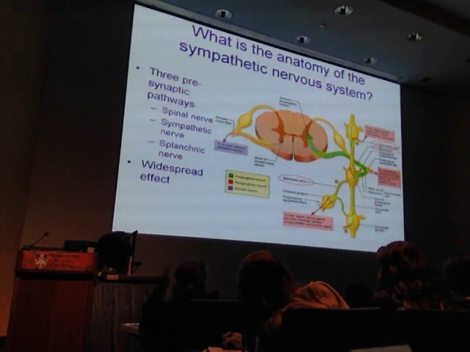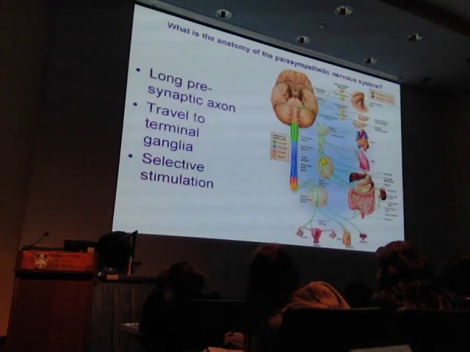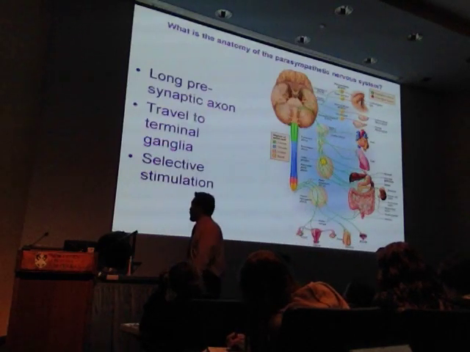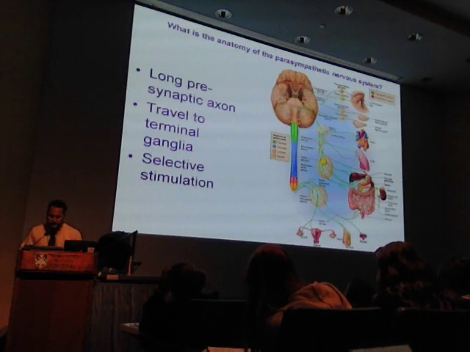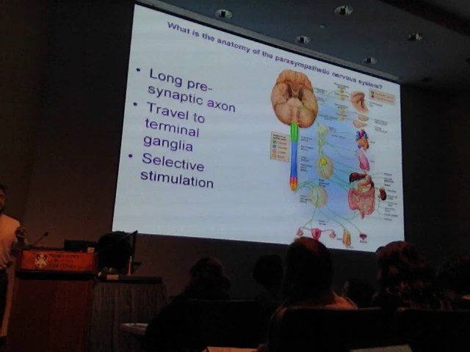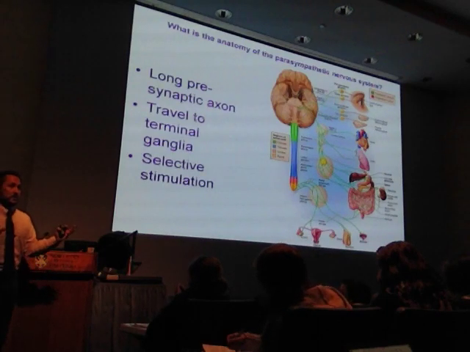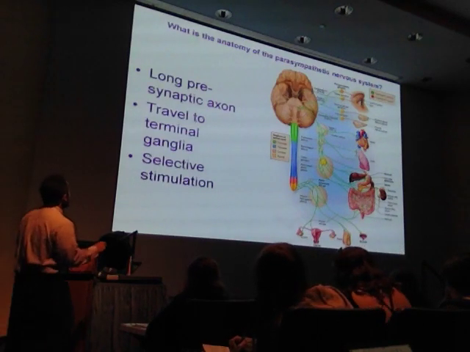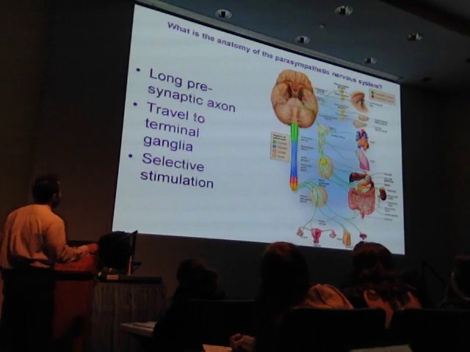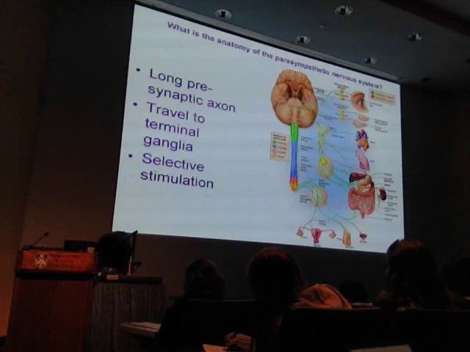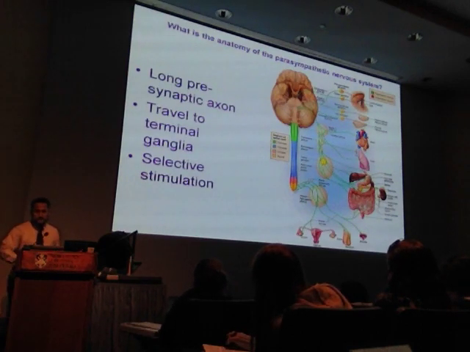You with me? Now, if we look at the anatomy of the parasympathetic nervous system, we see some slightly different orientations. We actually see with the parasympathetic nervous system that we've got orientations that are more structural, like architectural. We've got what we would call a long presynaptic axon that's going to travel to a terminal ganglion. And then we have very selective stimulation that takes place.